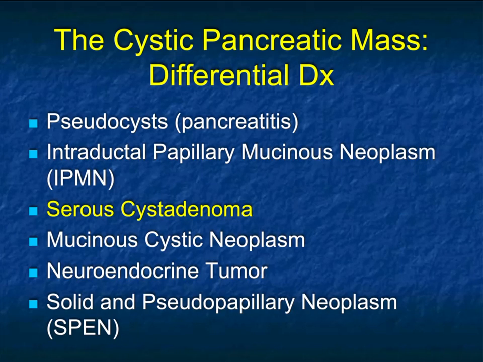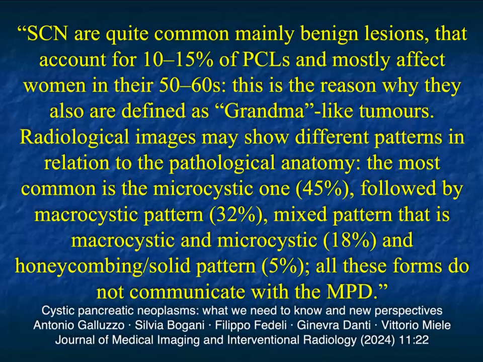And then SPEN tumors, which are cystic and solid tumors, more common typically in younger patients. When we talk about serous cystadenomas, it's about 15% of cystic lesions. And again, it's funny, it's age-related. They're called grandma tumors because they're in their 60s and 70s. And MCNs are in the 40s and 50s.